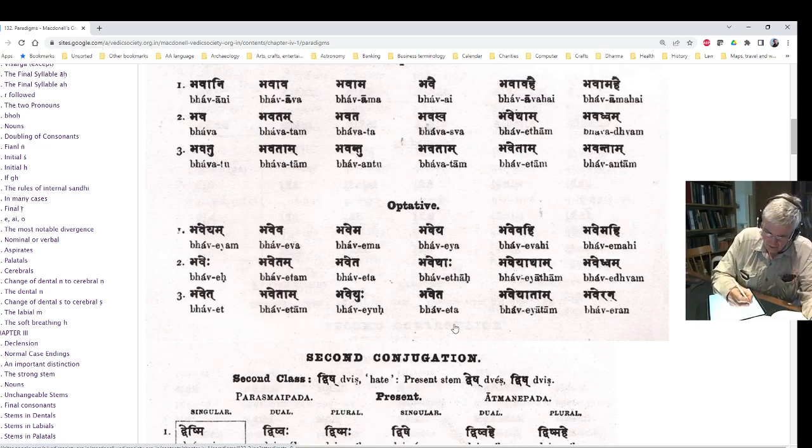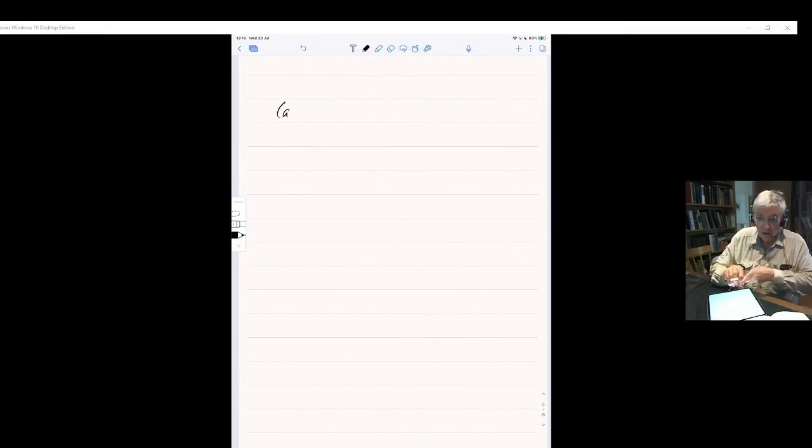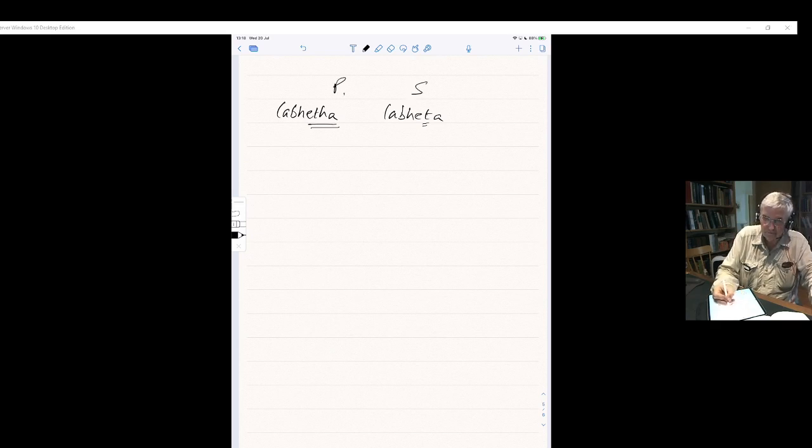So I'm just going to write, sorry, on my iPad, labheta. You will often see this eta ending in Sanskrit, labheta. Note importantly that in the optative it is an unaspirated t, in the Pali it is aspirated. This is Pali in Sanskrit.